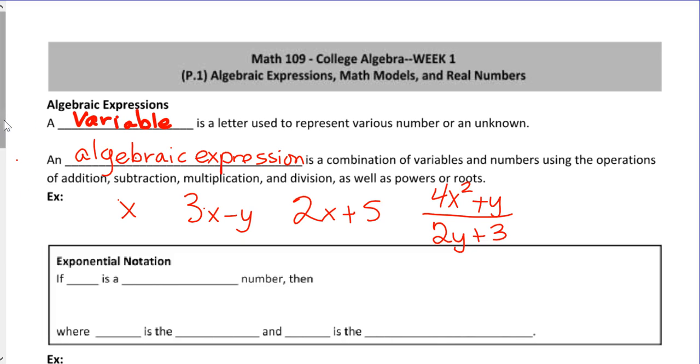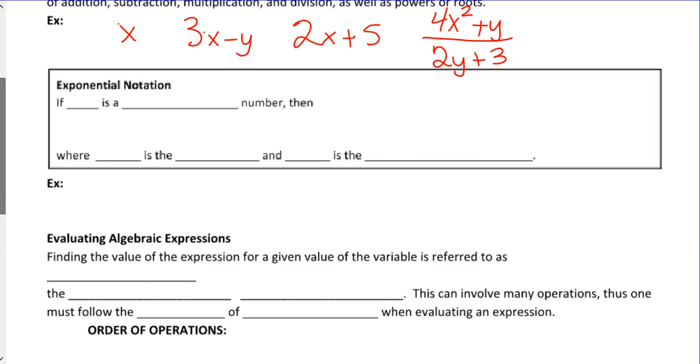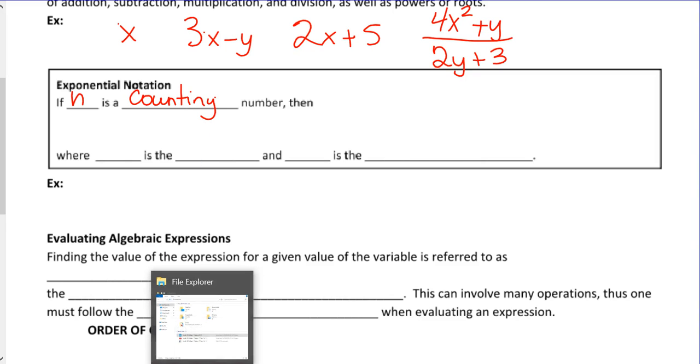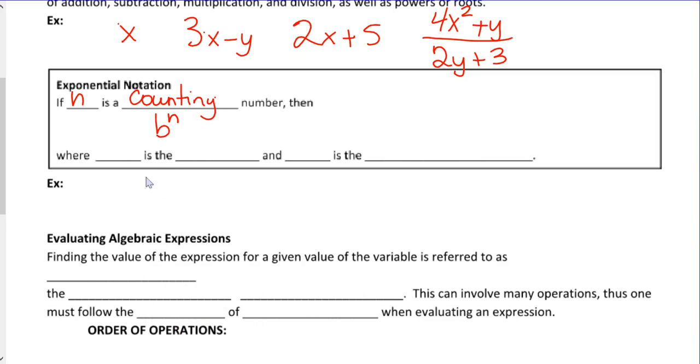In order to do that, we're going to look at what is meant by exponential notation. So let's start off by saying n is a counting number. We haven't gone over the number systems yet, but counting numbers are pretty easy: 1, 2, 3, 4, etc. Then if I look at b to the n, what does that mean? That means I'm going to take that base, call it b, and multiply it n times to get the product.